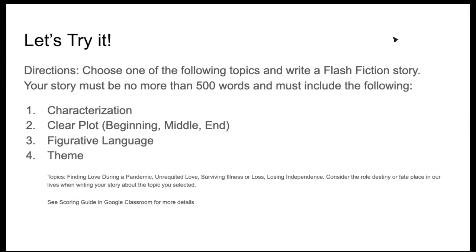So the topics include finding love during a pandemic, unrequited love, surviving illness or loss, losing independence. So those are 4 topics. You will choose one. Choose one of those.